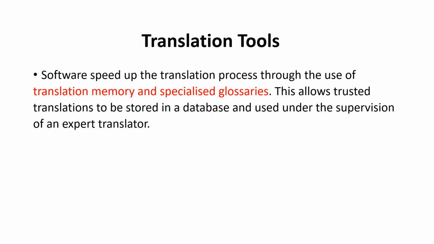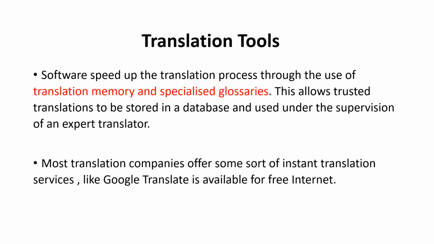Software speeds up the translation process through the use of translation memory and specialized glossaries. This allows trusted translations to be stored in a database and used under the supervision of an expert translator. Most translation companies offer some sort of instant translation services, like Google Translate, which is available for free on the internet.